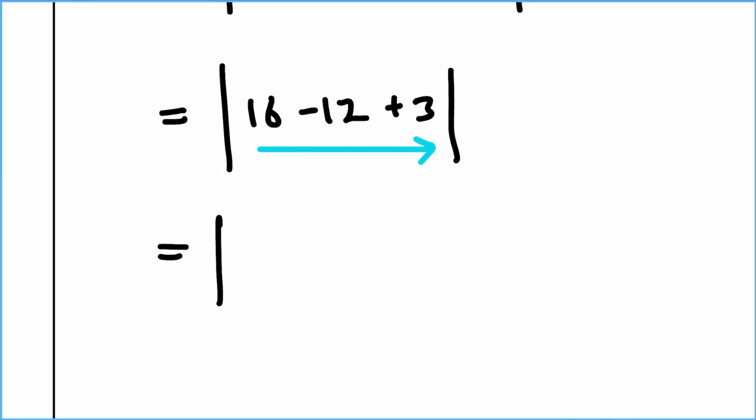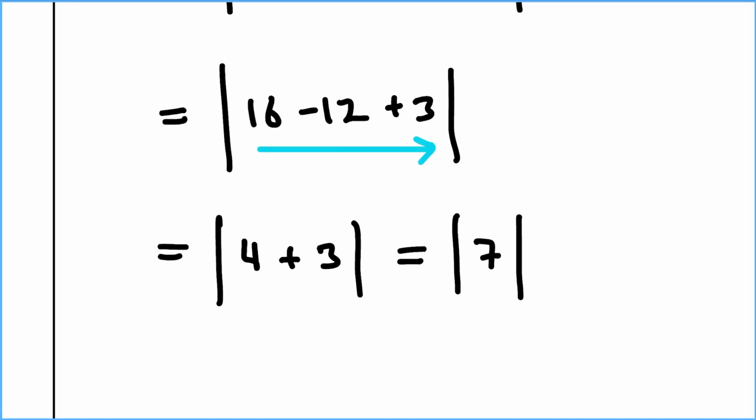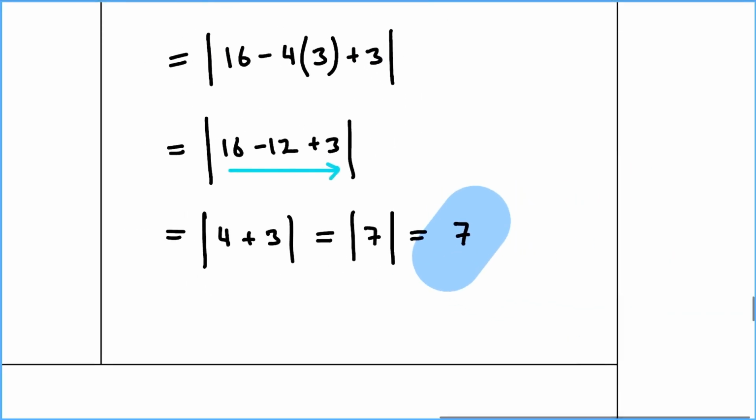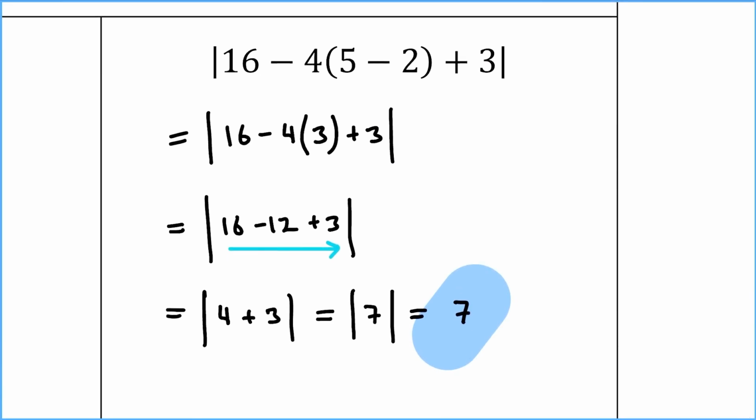16 minus 12 is 4. 4 plus 3 is 7, and the absolute value of 7 is 7. So the absolute values didn't really change anything there. It ended up being positive 7. Anyways, all right, so that's that one right there. 12, 4 plus 3. Yep, that looks good.